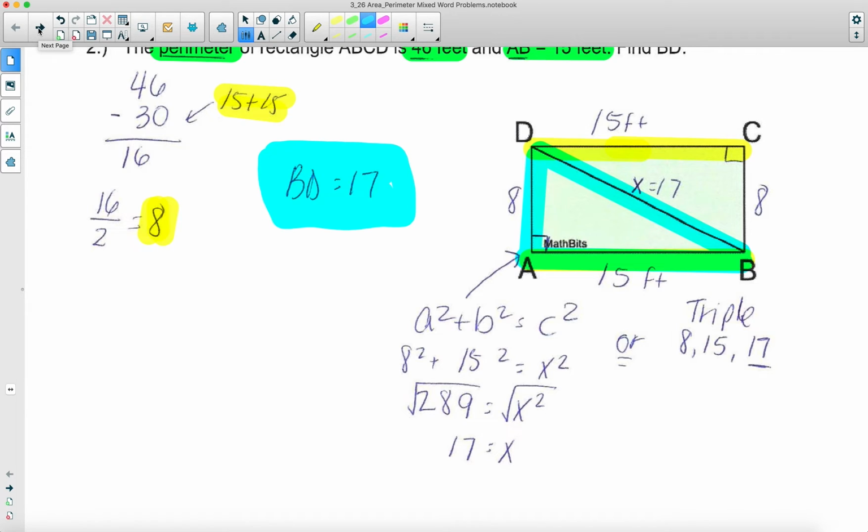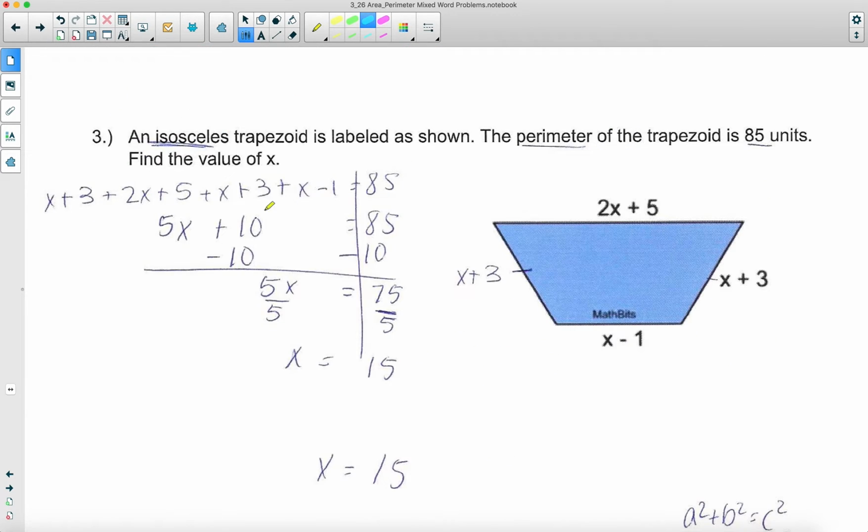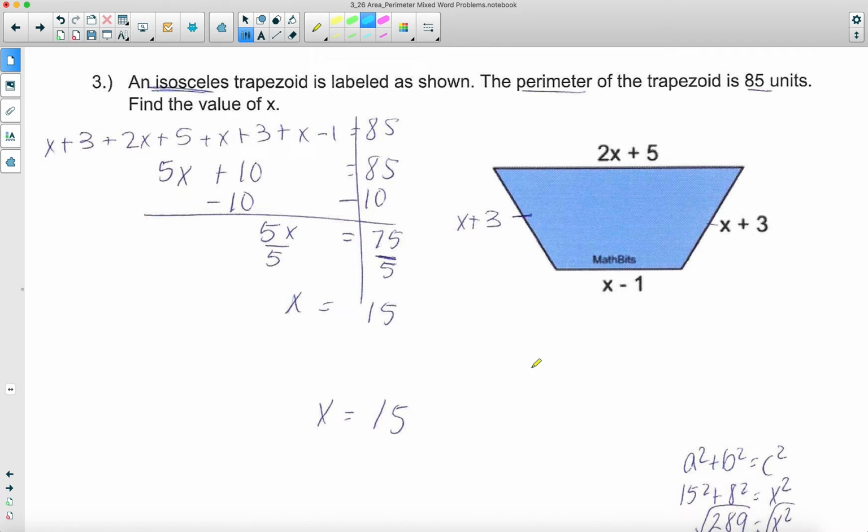Okay, moving on, we have this here. Now we're dealing with an isosceles trapezoid. Again, they're telling us the perimeter is 85 units. We have to find just the value of x. So what I did here was I took into account that since it's an isosceles trapezoid, the non-parallel sides must be equal. So if this side was represented as x plus 3 in expression, the other side must also be represented as x plus 3, the same expression.